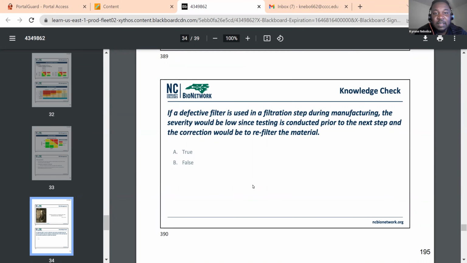So, knowledge check. I'm not going to answer it here, but it gives you something to think about. If a defective filter is used in a filtration step during manufacturing, the severity would be low since testing is conducted prior to the next step, and the correction would be to refilter the material. So think about this, true or false, and it would definitely be one of your test questions.